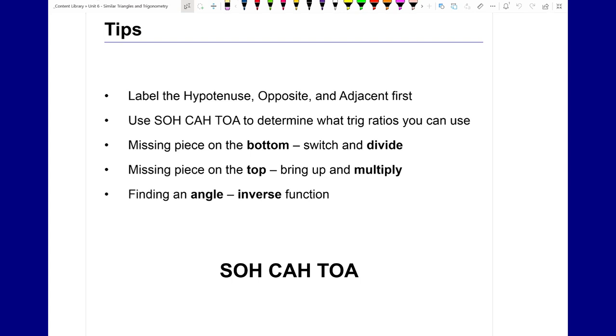But once you determine the ratios to use, there are three scenarios you're going to be dealing with. Either finding the missing piece on the bottom, which means we switch and divide. Finding the missing piece on top, which means you bring up and multiply. Or finding an angle, and you do the inverse function. We've seen them over and over again when we dealt with the trig ratios individually. So you just have to remember that those are the three options when solving any type of application question with trig.